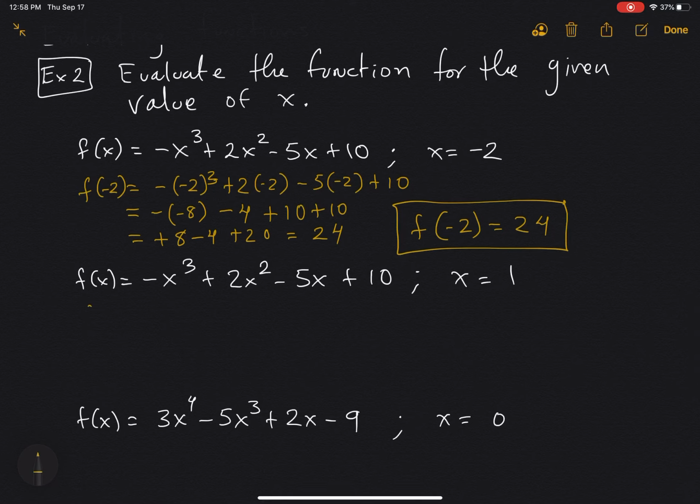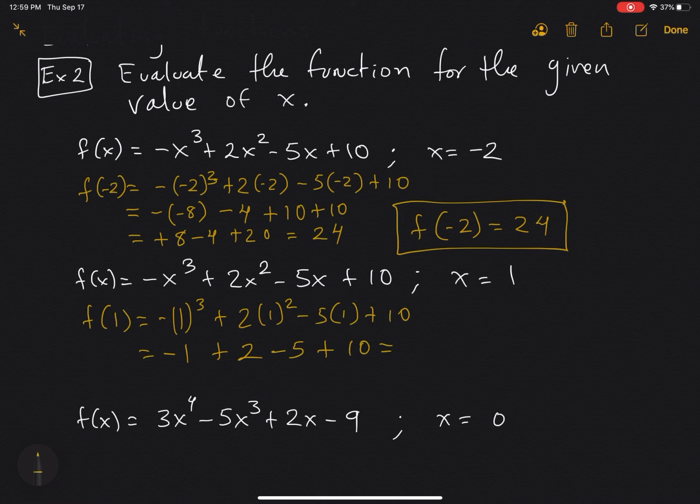When x equals 1, you just write a 1 for every x. Keep in mind the order of operations again. Negative 1 times negative 1, 1 times 1 times 1 is 1, but there's a negative 1 in front of it. So this is 1 minus 4, it's minus 5 is negative 4, plus 10, I believe the answer is 6. So f of 1 is 6. When x equals 1, y equals 6. That's what this says.